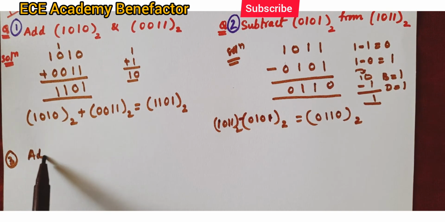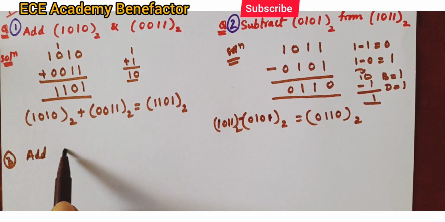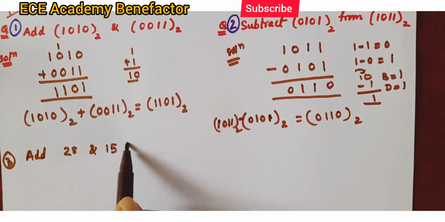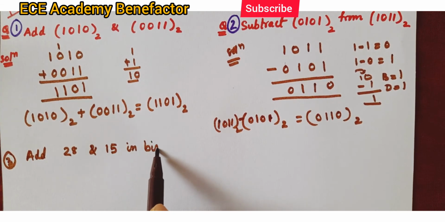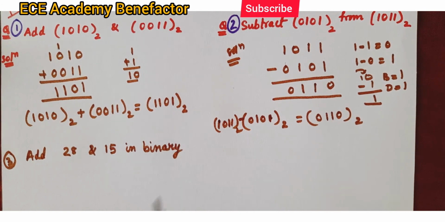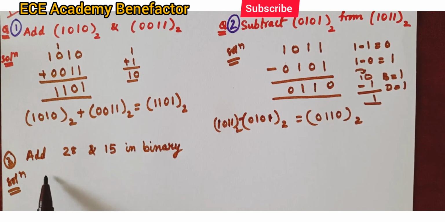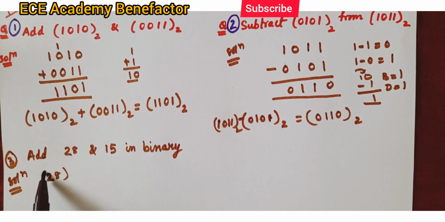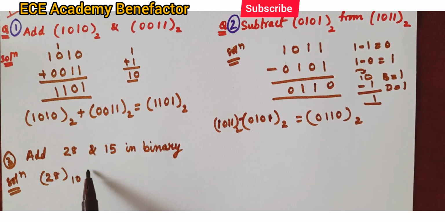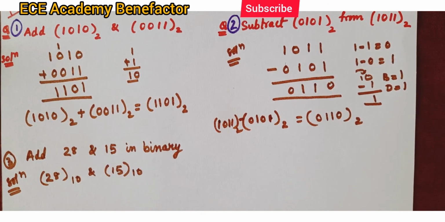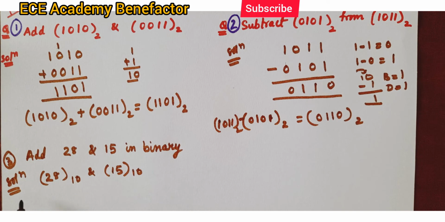Add 28 and 15 in binary. This is the given question. So what does it mean? 28 is a decimal number. I have to first convert it into a binary number. 28 decimal, and 15 is also a decimal number. You have to convert them into binary. How to convert decimal to binary?